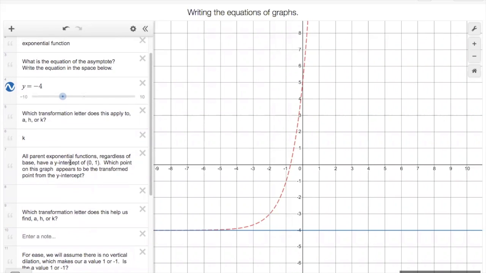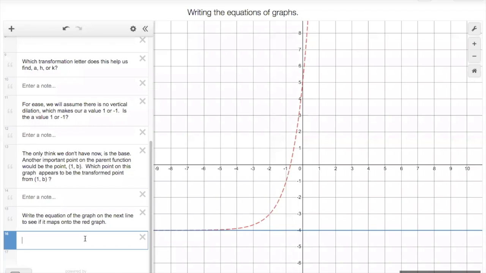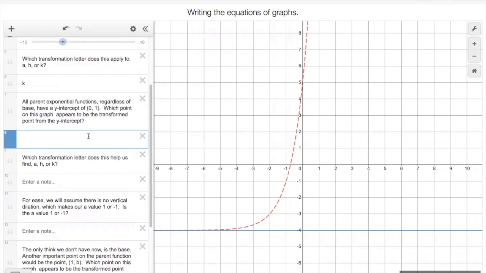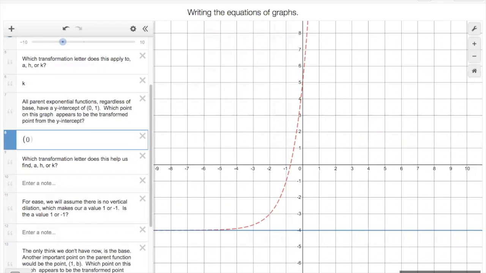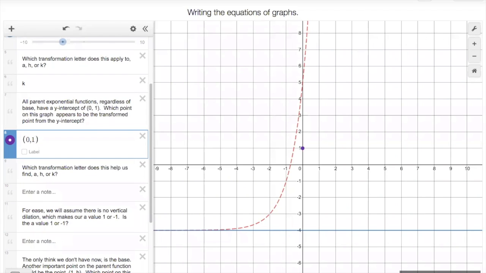So as I was showing, all parent functions also have a point at 0, 1, this y-intercept. Notice how as I change what type of exponential function, while the graph is changing, that point of 0, 1 stays the same. So the way we're going to use that point of 0, 1 is we're going to say, if this is always on an exponential function no matter what, then in order to know how it moved, I need to see where this point of 0, 1 went to.